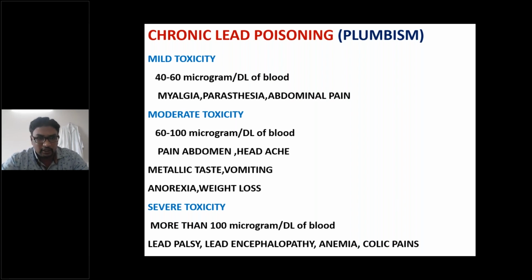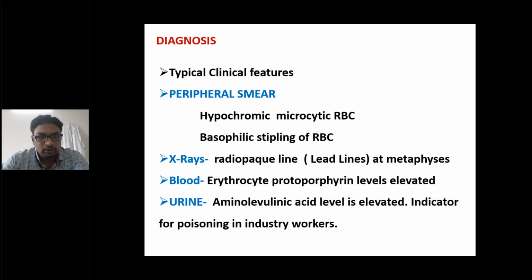So these are some of the categorizations of mild, moderate, severe based on the level of lead content in the blood. So 40 to 60 micrograms mild, 60 to 100 moderate, greater than 100 severe. So what is the diagnosis? So diagnosis is by peripheral smear. We can have basophilic stippling of the RBCs.